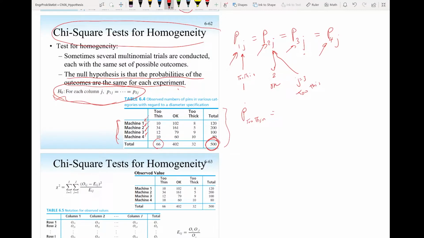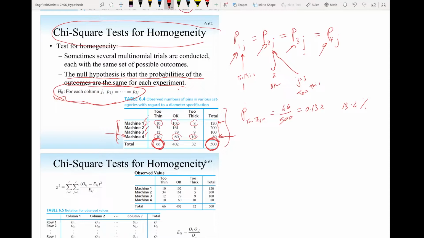See, these 500 basically, machine 1 produced 120 pins. Out of this 120, 10 are too thin, 102 okay, 8 too thick. For machine 4, it produces 80 pins. Out of this 80, 10 are too thin, 60 okay, 10 too thick. So the total of pins produced by all machines is 500. Out of these 500, 66 are too thin. So the probability of too thin will be 66 out of 500, and this will come to 0.132 or 13.2%.